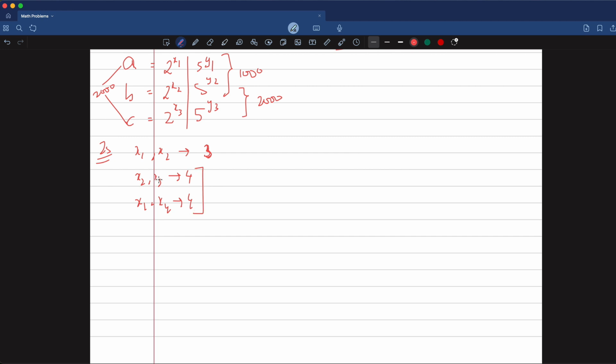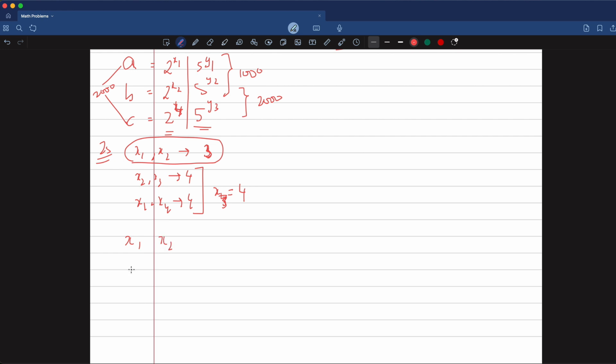So from the proof from part B that we solved, x3, that is the power of C, always needs to be 4. That's the only way you can get the LCM to be 2000. So if x3 is always 4, that's a certainty. You can replace this and say C has to be 2 to the power 4 times 5 to the y3. Which means the only possible varieties of numbers is going to be between x1 and x2. And we know that between the two of them, at least one of them needs to be 3. So let's write down all the possible ordered pairs just for x1 and x2.